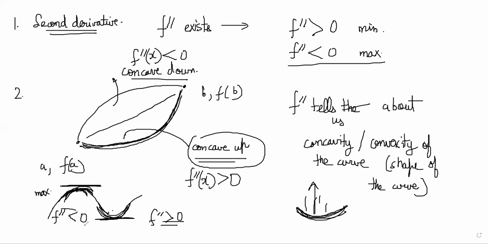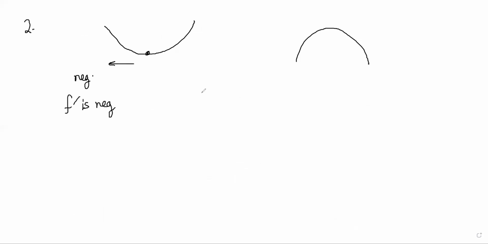The second way does not employ this. The second way just says that with the first derivative values itself, you can figure it out. If it is a minima here, then the slope should be negative before. f dash is negative before and f dash is positive later.